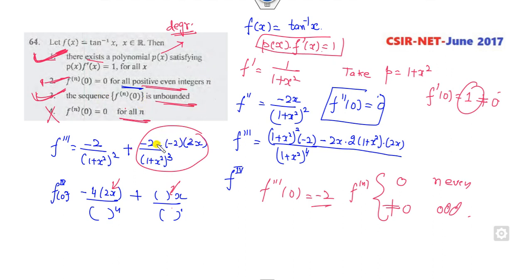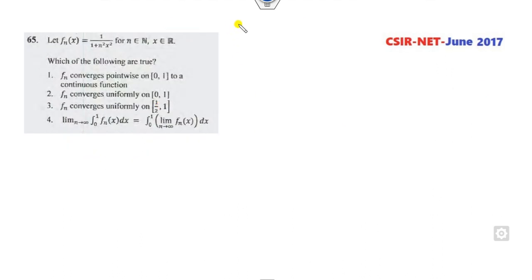Fine. So then look at the next question. f_n is given to you as 1 over 1 plus n square x square. Again, it's about convergence, pointwise, uniformly and so on. So we will firstly find the limit as n approaches infinity. This goes to 0. So what is the meaning of that? It converges pointwise.